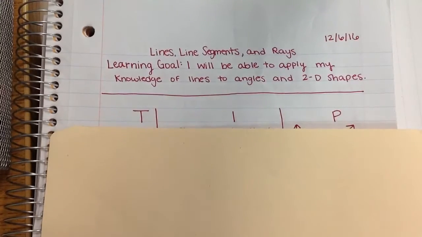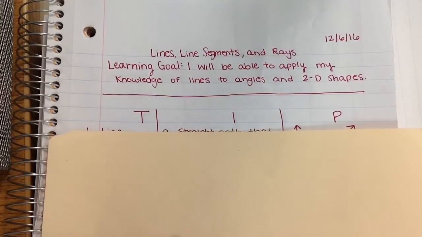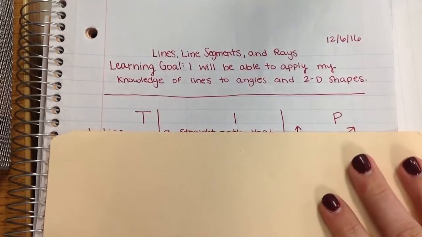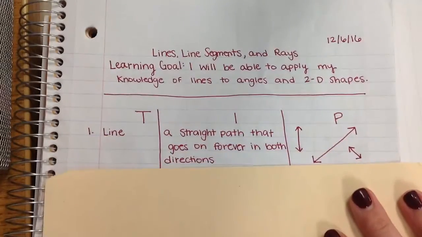Okay, so for tonight we're going to be doing a tip chart. Remember that your tip chart is term, information, and picture. The first word we're going to be doing is line.